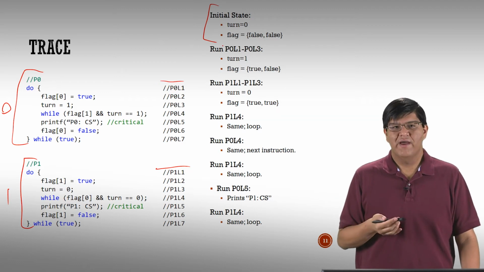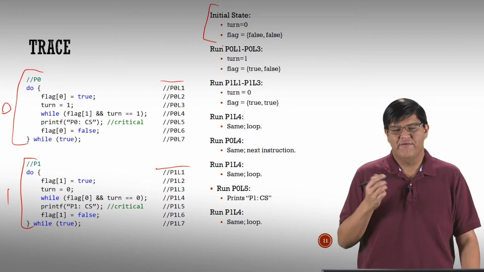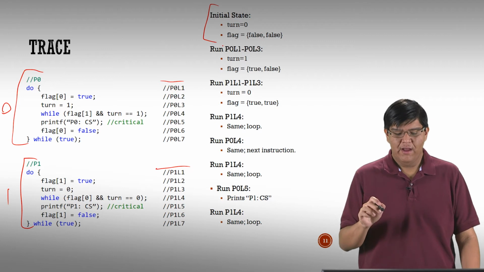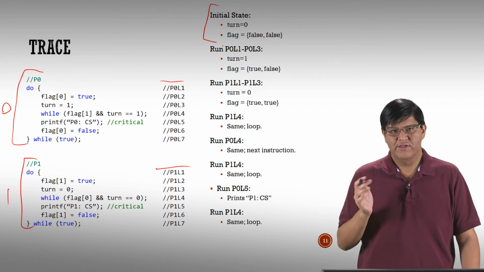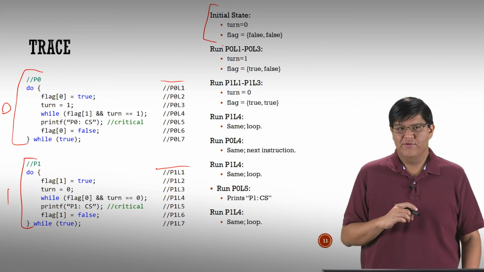Initially the turn variable isn't really initialized; it's whatever happens to be there. But our flags are false and false. So this is how it looks at the beginning of the day. Now, let me just suppose I pick arbitrarily that process 0 is going to run first.